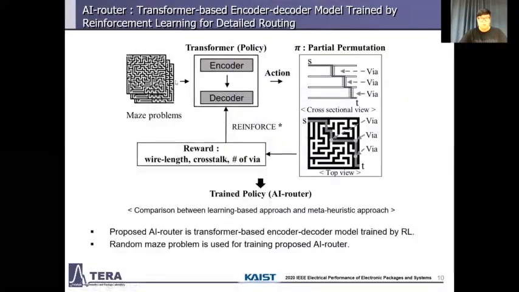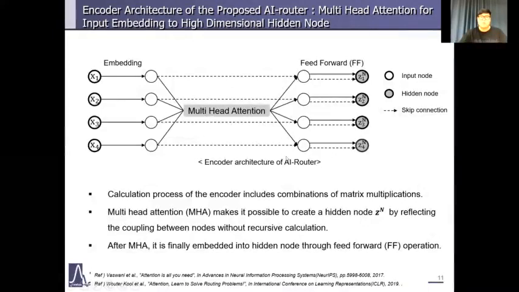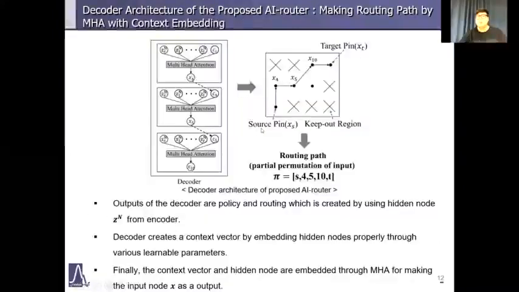This is the whole picture of learning AI router. Let's see one by one. This is detail of encoder network, and encoder network is almost the same as the transformer network proposed in Attention Is All You Need and Attention, Learn to Solve Routing Problems. It embeds input node into hidden nodes. So the detailed explanation of this multi-head attention and feed-forward is omitted, and detail of this is provided in the Attention Is All You Need paper, which is the first paper that introduced the transformer architecture. The novel design in this research is the decoder.